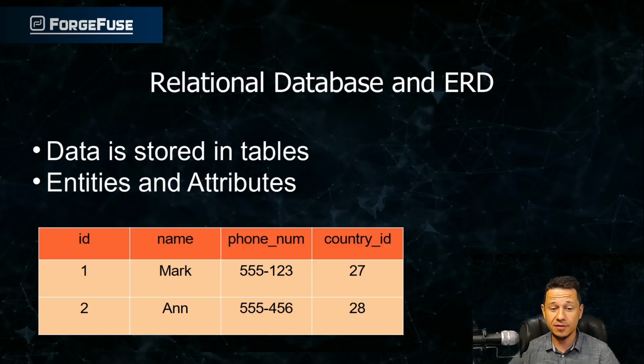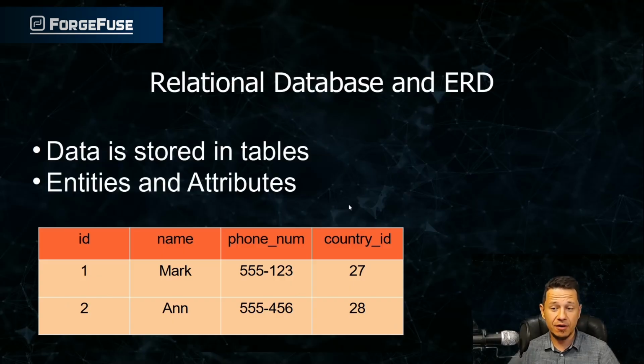When we talk about entities and attributes, think of an entity as a row in a table. An attribute is a column or property of that entity. Okay? So for example, in this representation of a table, we have only two rows or two entities. The first entity would have an attribute ID of 1, name of Mark, phone number 555123, and a country ID of 27. The same goes for the second entity in that table.